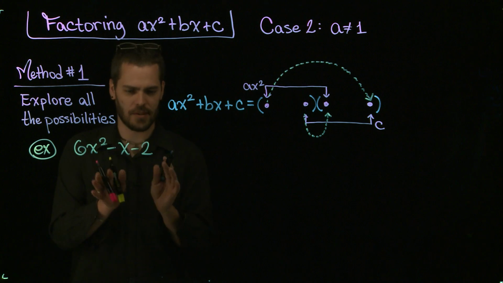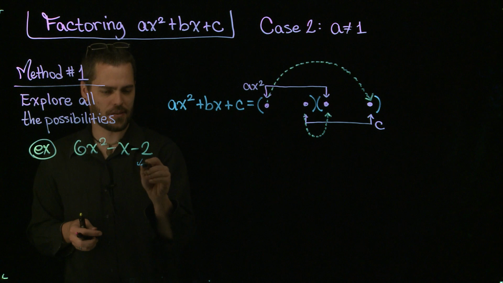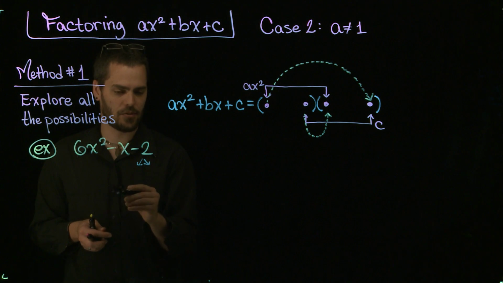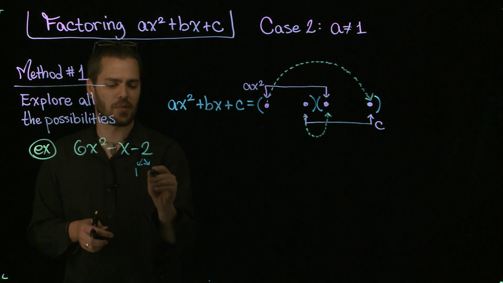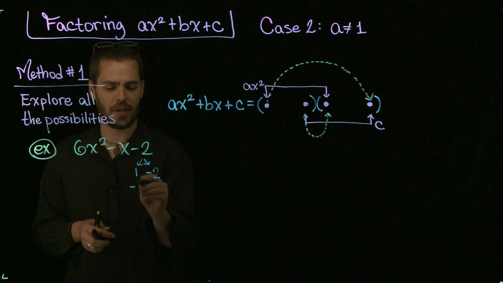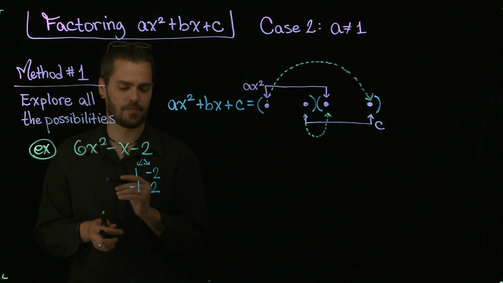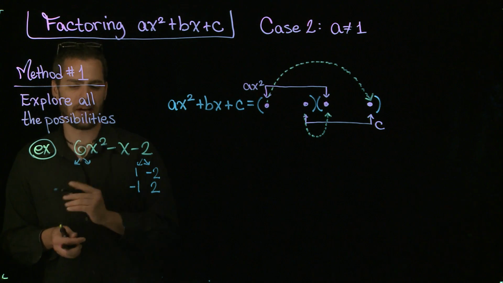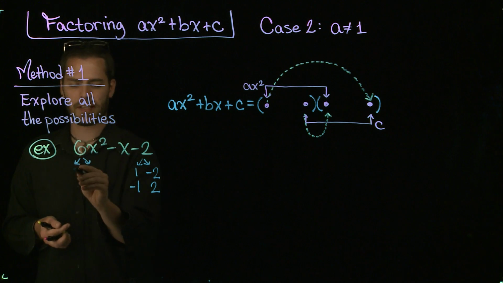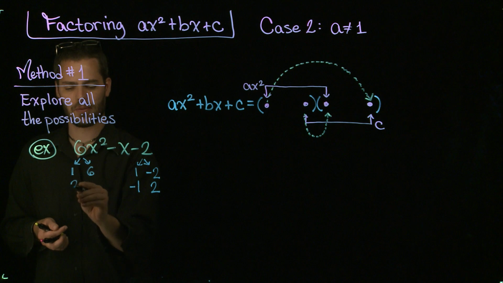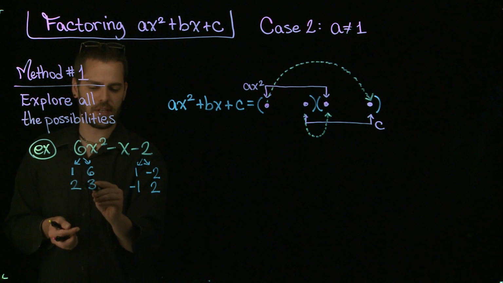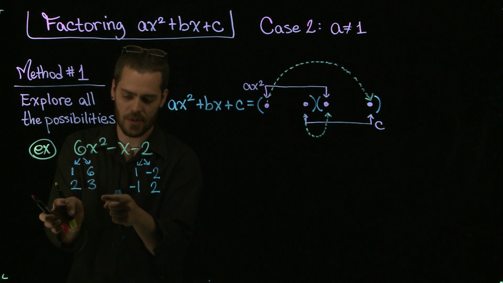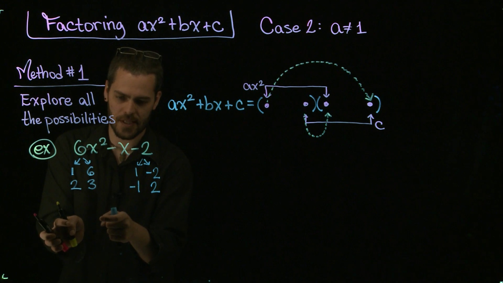So what I do in this case is I start to look at the factors of negative 2, just like we did before. This would be 1 times negative 2 or negative 1 times positive 2. But you also now need to consider the factors of the leading coefficient. So I can say this is 1 times 6 or 2 times 3. You could say negative 1 times negative 6 and negative 2 times negative 3.